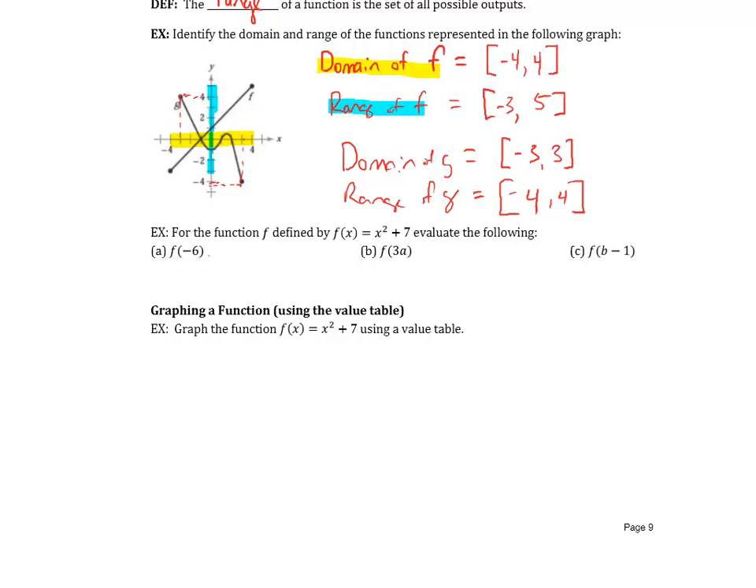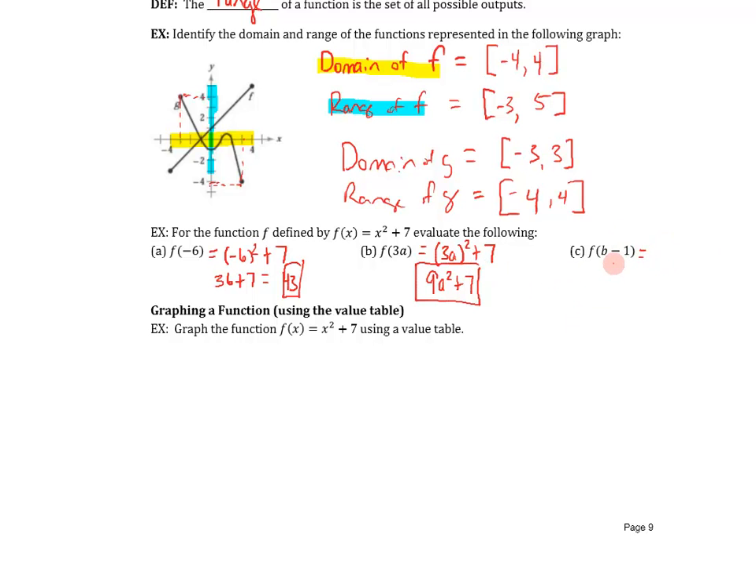So f of -6 would be -6 squared plus 7. You plug in the -6 anywhere there is an x. So you get 36 plus 7, which is 43. All right, f of 3a. That means plug in a 3a everywhere there's an x, so you get 3a quantity squared plus 7, or 9a squared plus 7, which we can't simplify any further.